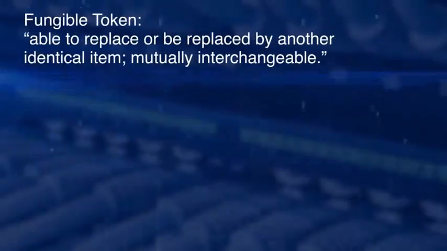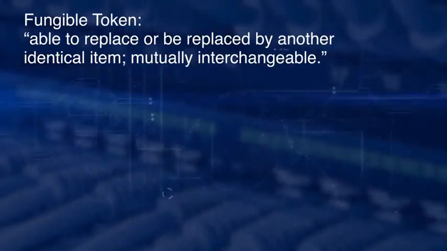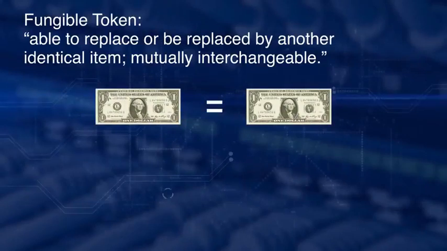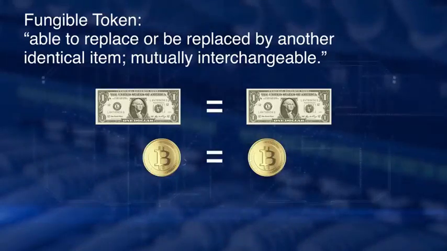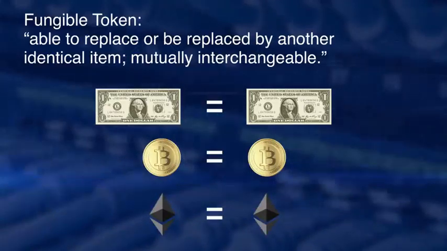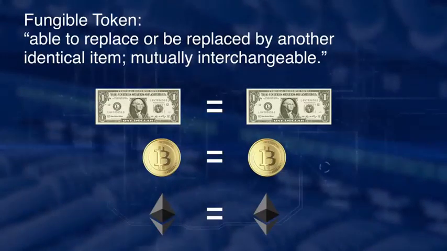ERC20 is a fungible token. Dictionary definition of fungible says, able to replace or be replaced by another identical item, mutually interchangeable. One ordinary US dollar bill is equal in value to any other ordinary US dollar bill. One Bitcoin is equal in value to any other Bitcoin. One Ether is equal to any other Ether. This is the concept of fungible. Value of this token is intrinsic.